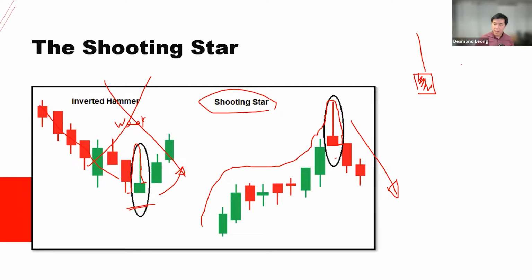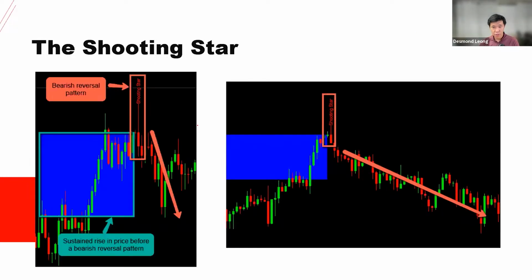That is why when it comes to a shooting star, you use it for a bearish reversal. You don't use it for a bullish reversal. Okay, if you know how to do it correctly, you can see it works out very nicely. Nice shooting star over here, bam, price goes down. Nice shooting star over here, bam, price goes down, right? But of course, the trick is in the lead up.